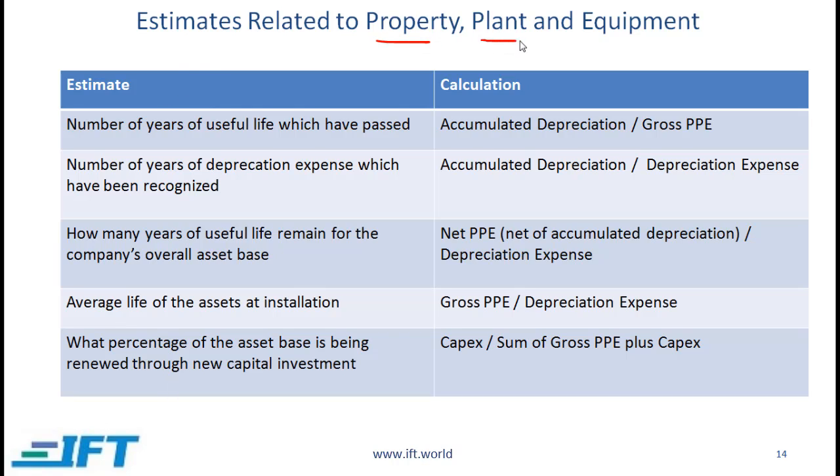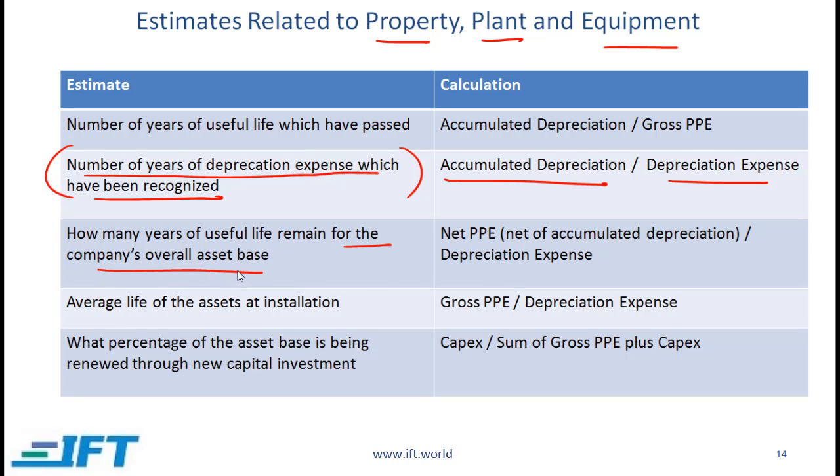Estimates related to property, plant, and equipment. The information on this slide is fairly self-evident. We can study the balance sheet and income statement and make estimates about the equipment that a company has. For example, if we want to estimate the number of years of depreciation expense which have been recognized, we can simply look at the total accumulated depreciation so far divided by the depreciation expense. If we want to see how many years of useful life remain for the company's overall asset base, then we can look at the net property, plant, and equipment divided by the depreciation expense. The rest of this table is fairly self-evident.